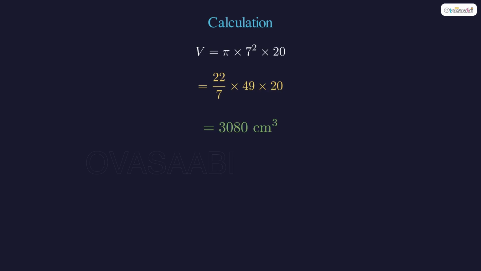V equals pi times 7 squared times 20. 7 squared is 49. Using pi as 22 over 7, we get 3080 cubic centimeters.